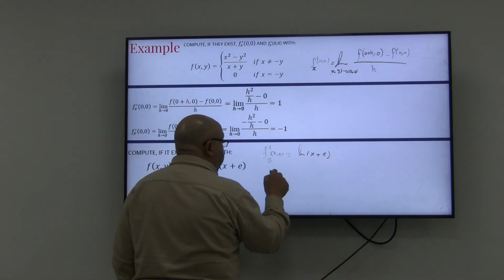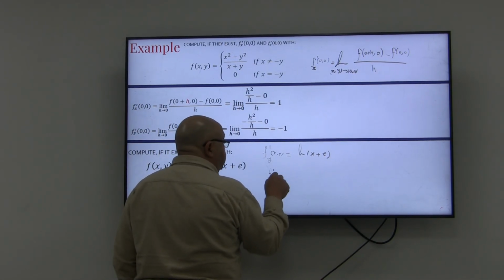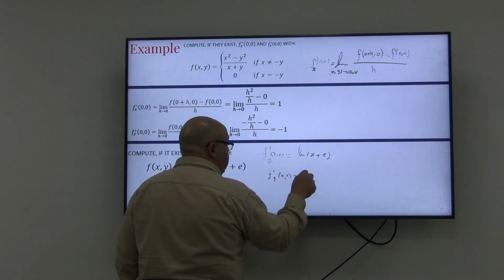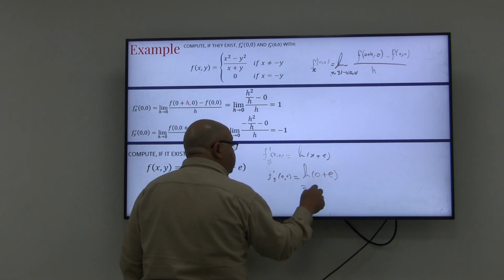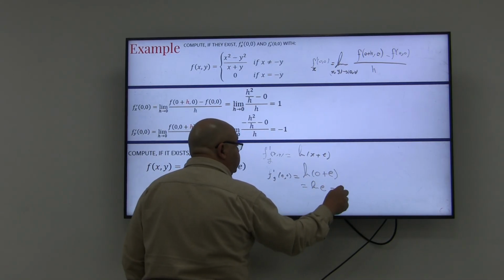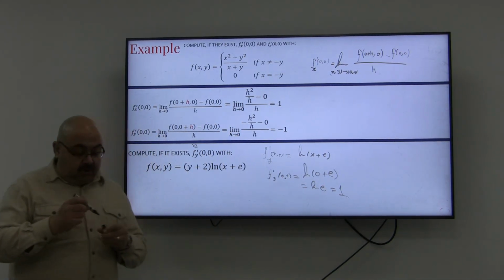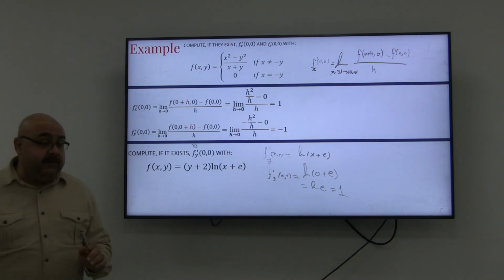Instead of x and y, put 0 and 0. So f dash y at 0 and 0 will equal ln 0 plus e, which is ln of e, which is equal to positive 1. So I can bring these problems.